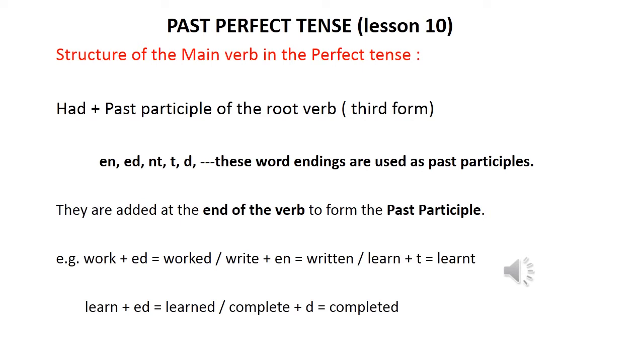the verb. I've given you some examples here, like work becomes worked, write becomes written, learn becomes learnt, and sometimes learn can also be learned, and complete can become completed. So we notice that by adding the past participles or word endings, we can frame the third form. And this particular verb form is very essential for the past perfect tense.